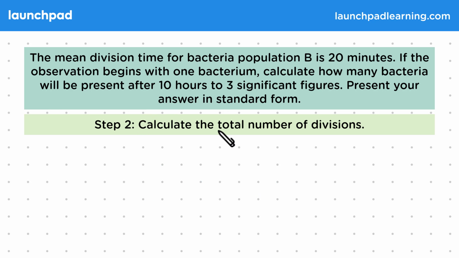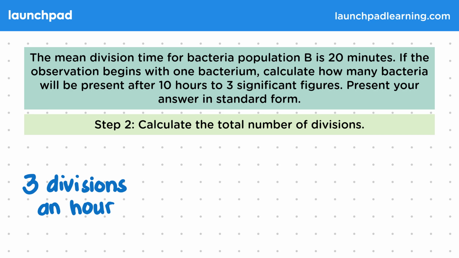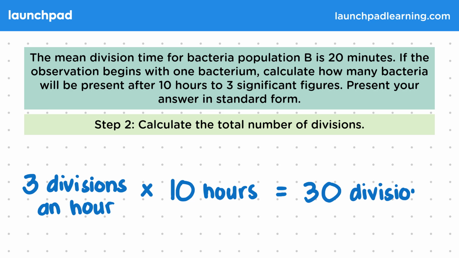Next, we need to calculate the total number of divisions. So we know from our previous calculation that there were 3 divisions an hour. The question is asking us to calculate how many will be present after 10 hours, so we'll pop that into this multiplication. 3 divisions an hour multiplied by 10 hours equals 30 divisions. So we now know the total number of divisions. How do we use this to work out the total number of bacteria present at the end of the growth period?